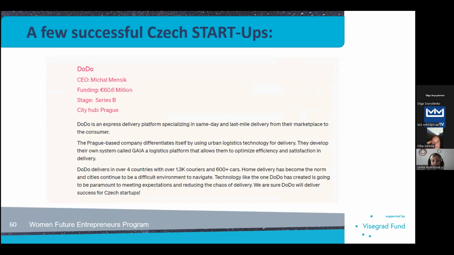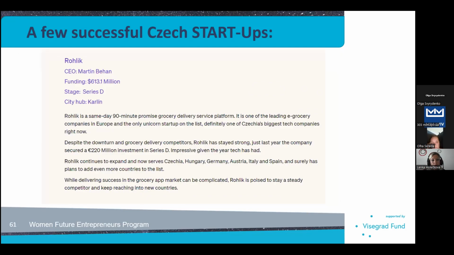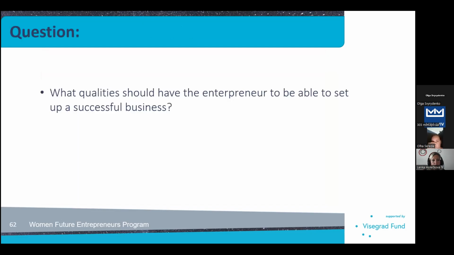Okay, but not to be overloaded by statistics, maybe two examples are left regarding successful Czech startups. It's the company Dodo. It's a delivery company because it specializes in delivery from their marketplace to the consumer. Or also the company Rohlík. It was especially famous during COVID times. So Rohlík is maybe mainly for grocery products.